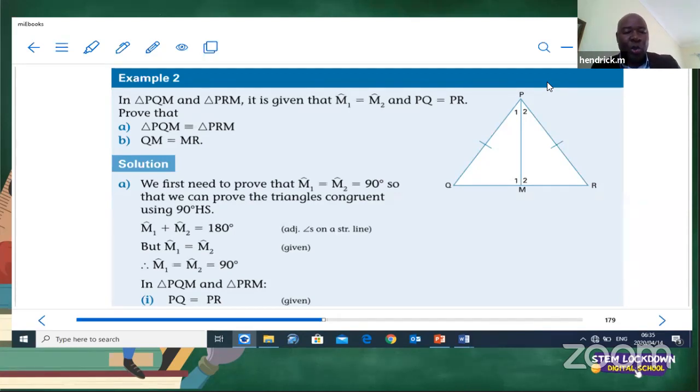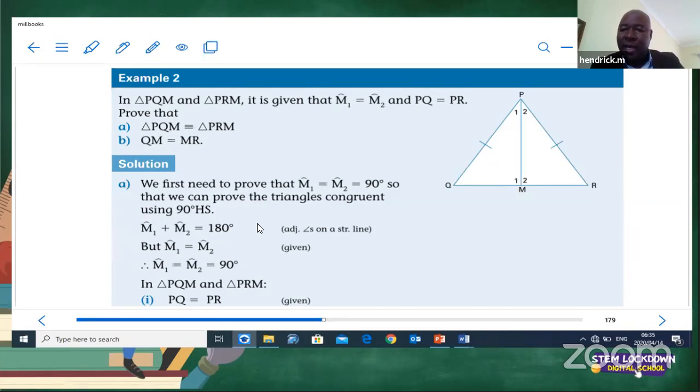What do we do? Of course, we first need to prove that M1 is equal to M2, which is 90 degrees, so that we can prove that the triangles are congruent using the 90 degrees. Now, what are we going to do? We're going to say M1 plus M2 gives you 180 degrees. Who can tell me why? Why is M1 plus M2 equal to 180 degrees? Who can tell me?